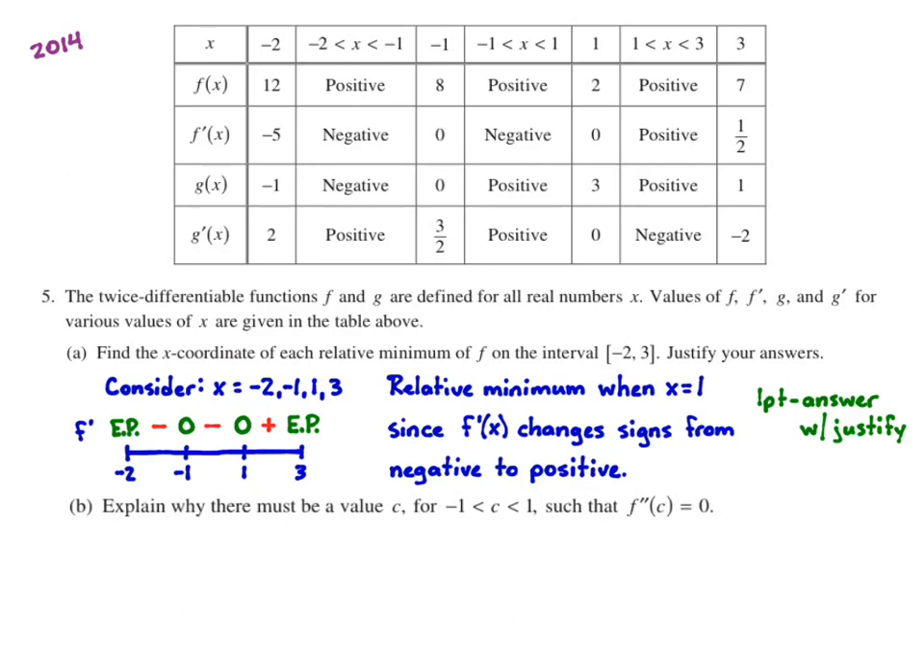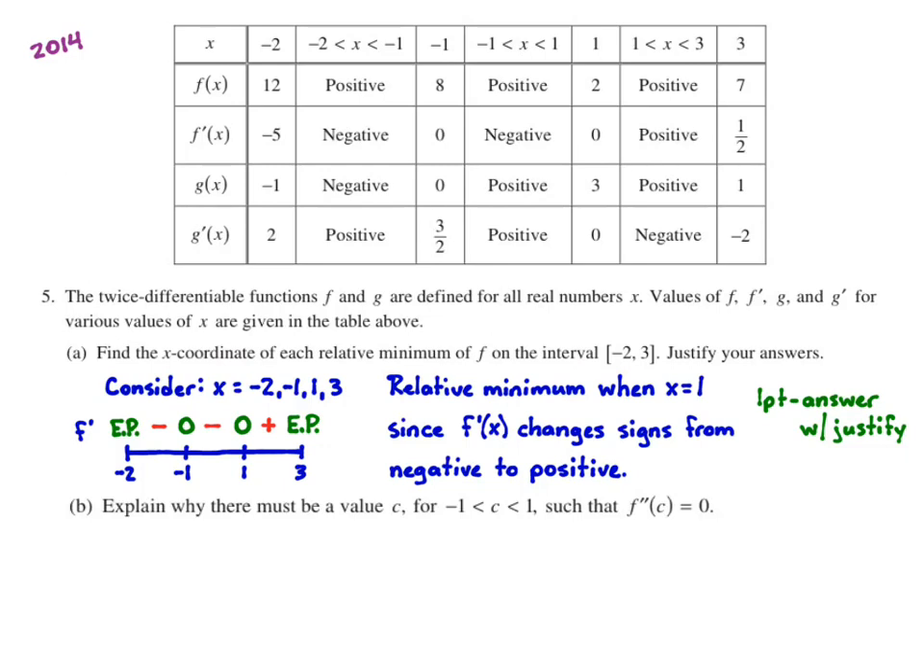Okay, for part B, it says explain why there must be a c value over the interval -1 < c < 1, such that f double prime of c equals 0. So immediately when I see explain why there must be a c value, I'm thinking that I have one of my theorems that I have to use. Intermediate value theorem, mean value theorem, extreme value theorem.